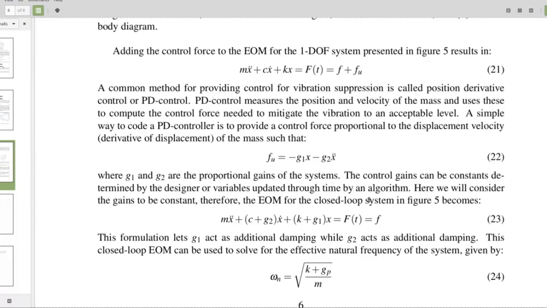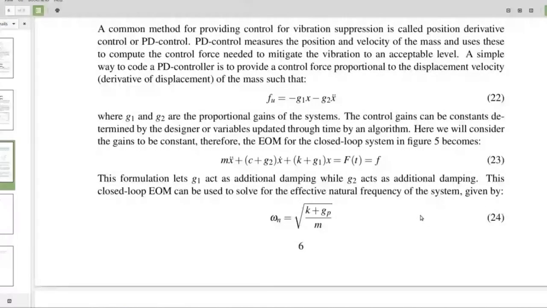A simple way to code a PD controller is to provide a control force proportional to the displacement and velocity of the mass. So you have a force with two gains: G1 times your displacement minus G2 times your velocity. You have two little knobs to tune here, where G1 and G2 are the proportional gains of the system. The control gains can be constant, determined by the designer if you want to design beforehand, or variables updated through time with an algorithm. Here we will consider the gains to be constant.